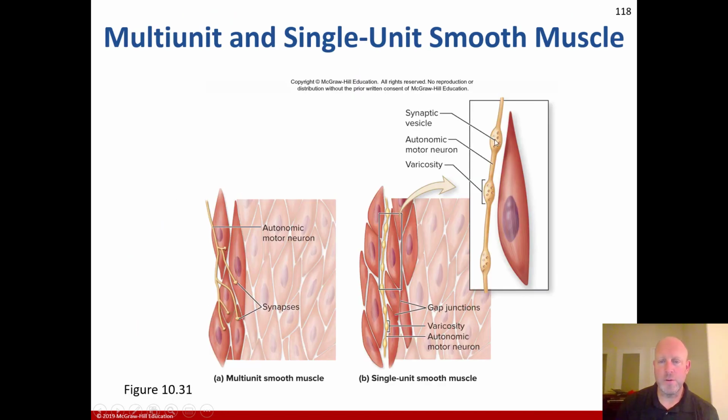So we have our synaptic vesicle here. I don't think it's necessary to zoom in here. Our autonomic motor neuron here, and varicosity here. Okay, the vesicle is on that varicosity. And you can see the broader picture of what we see here for that smooth muscle cell. And we have gap junctions between them. And you can see the varicosity here again, an autonomic motor neuron once again there. And of course, here are synapses too, as well.